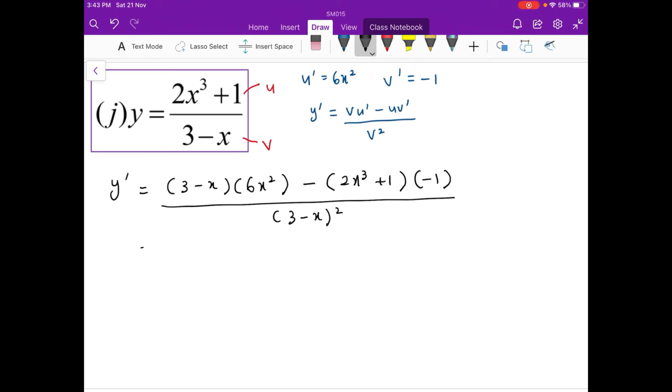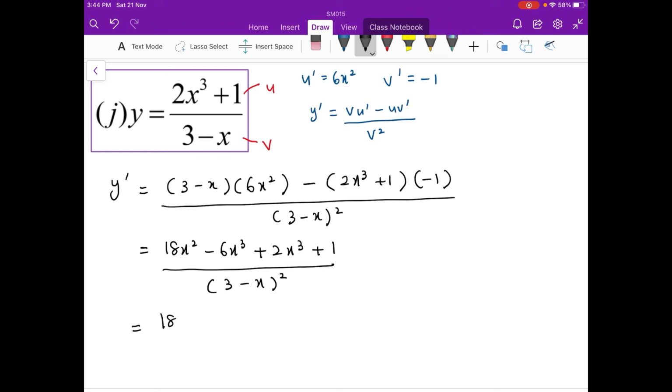So now we can simplify this. So we will have 18x squared minus 6x cubed plus 2x cubed plus 1, the whole thing divided by the same thing, 3 minus x squared. And last part, we can simplify for the final answer. So our final answer would be 18x squared minus 4x cubed plus 1 divided by 3 minus x, the whole thing squared. And that would be your final answer.